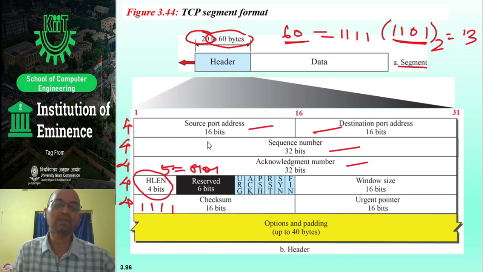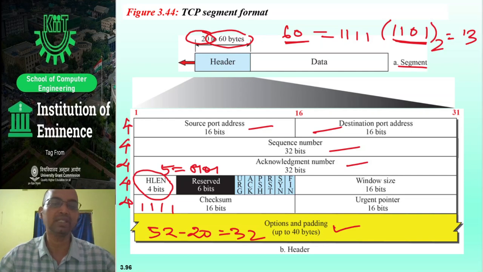If the minimum header is 20, how many option bytes are there? That is 52 minus 20, which is 32 bytes of options used. There are two options and a padding. Sometimes there is a minimum segment size to be maintained. If there is not enough data to support it, additional information is added, which is called padding. The options field and padding combine to at most 40 bytes. Otherwise, you go for the minimum, which is 20 bytes. So the minimum overhead for any TCP segment is 20 bytes.